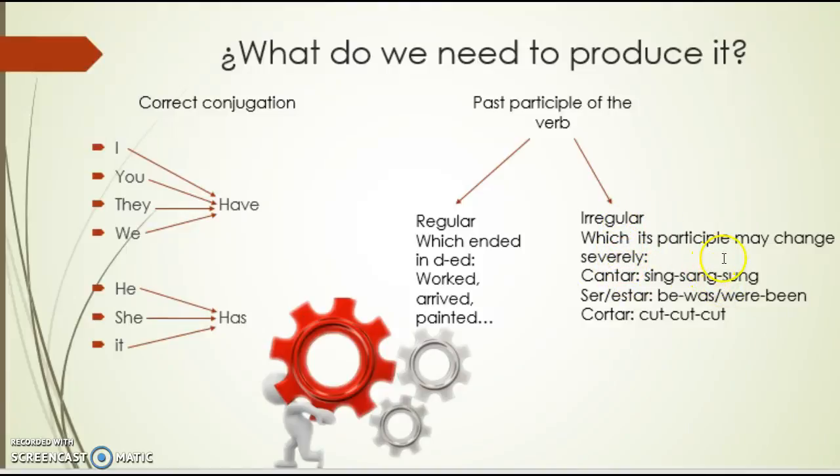And the irregular, well, the name says it all. For those verbs, the past participle may change entirely, or in some cases stay the same. For example, cantar would be sing in the present, sang in the past, and sung in the past participle. Estar would be was, were in the past, and the past participle been. And for example, cortar would be cut, cut, cut. So it's the same for the three forms.